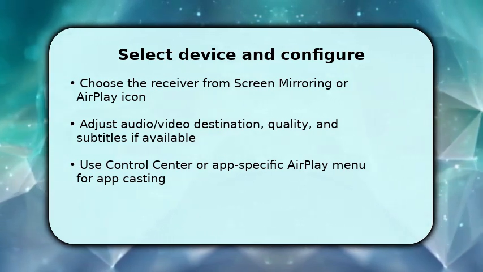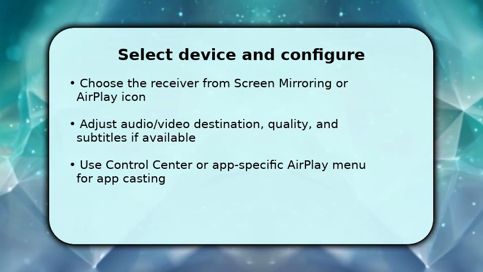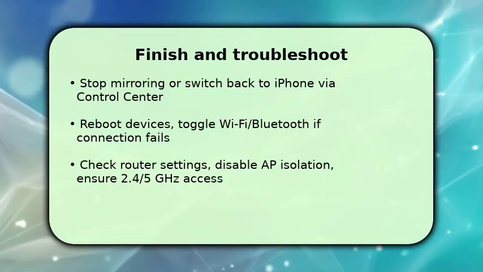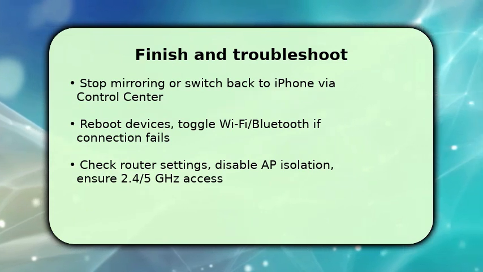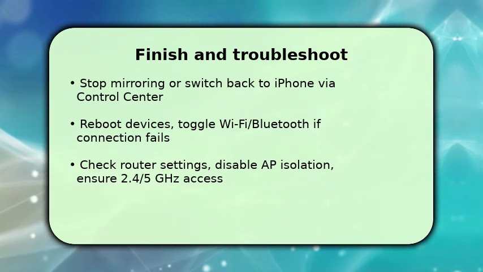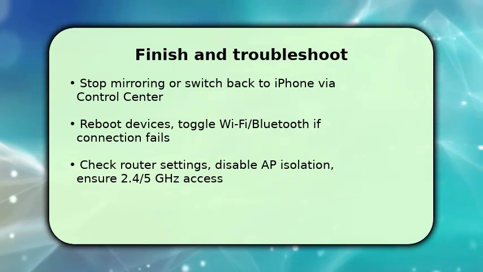To finish, stop screen mirroring from Control Center or choose iPhone as the output in the app's Airplay menu. If audio or video stutters, reboot the iPhone and receiver, then toggle Wi-Fi and Bluetooth. This resets encrypted sessions and IP assignments.